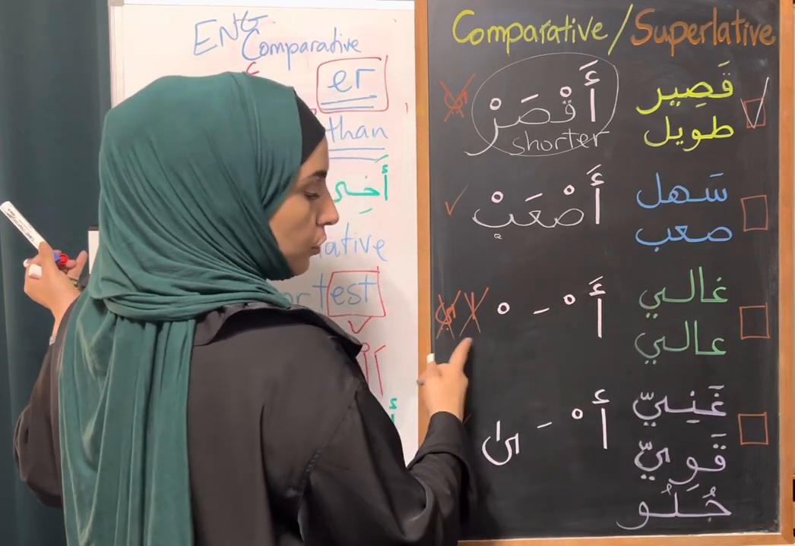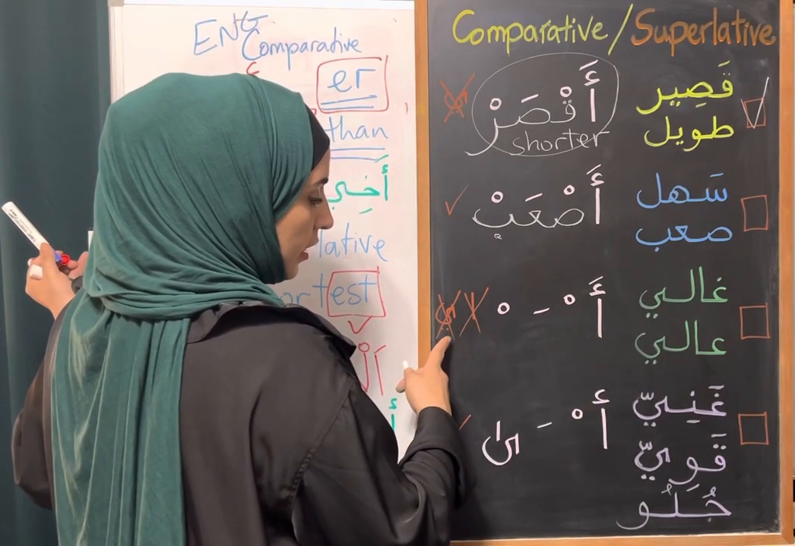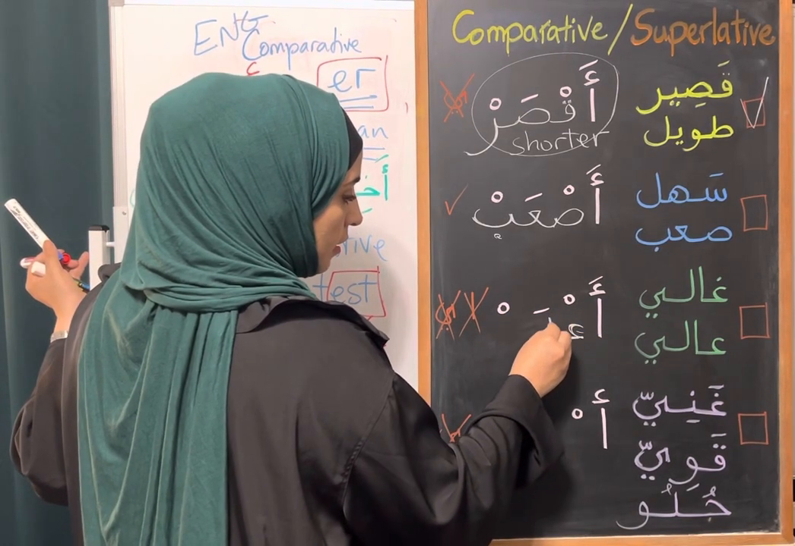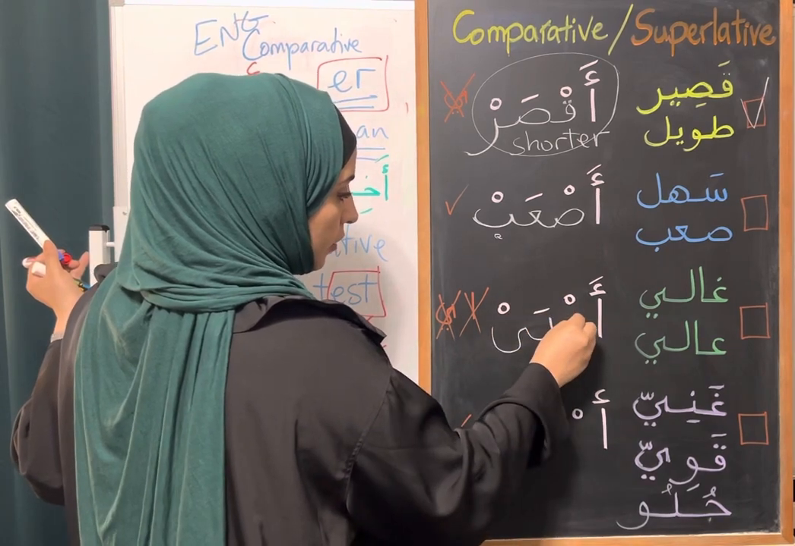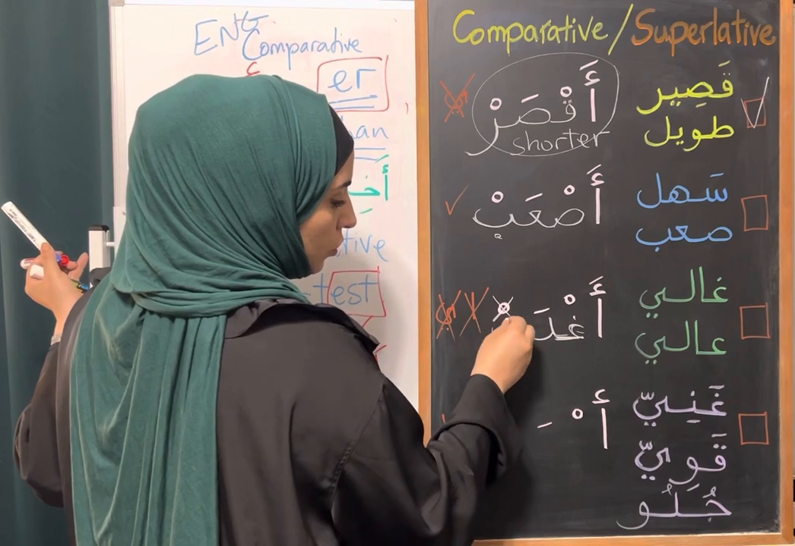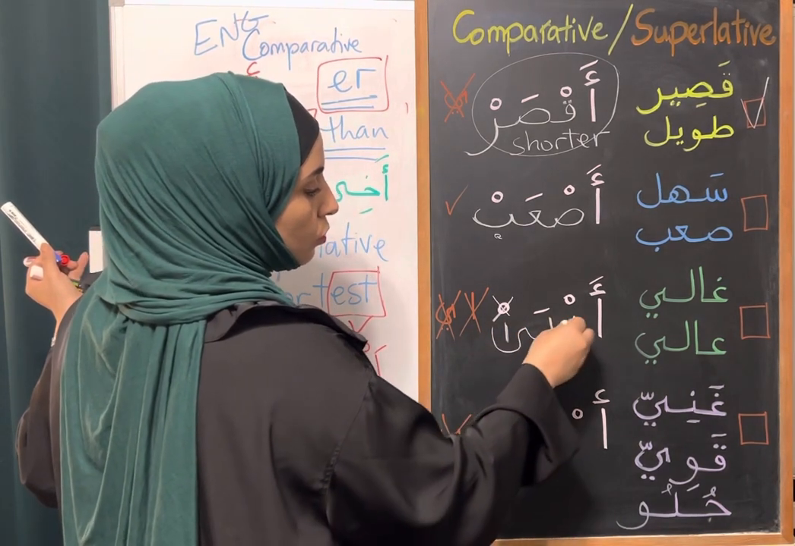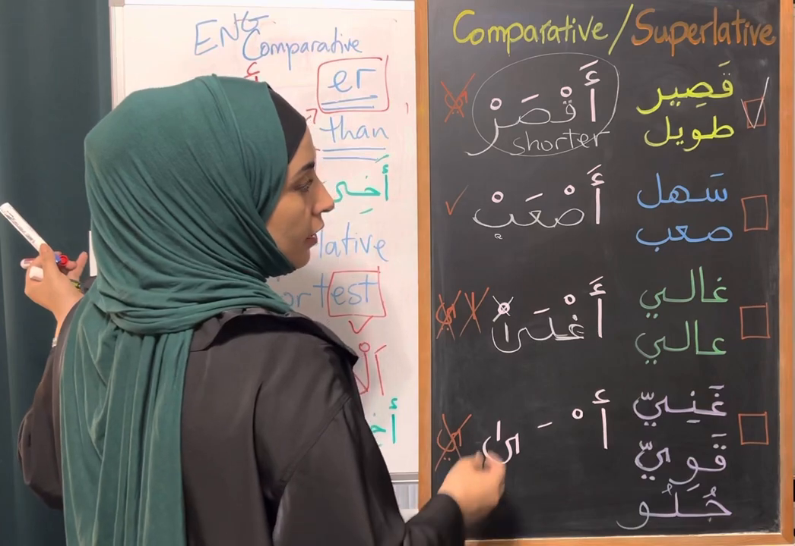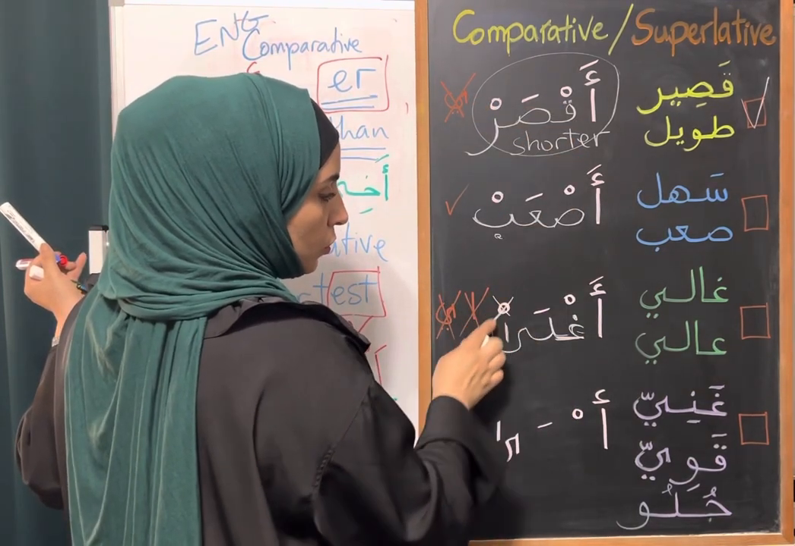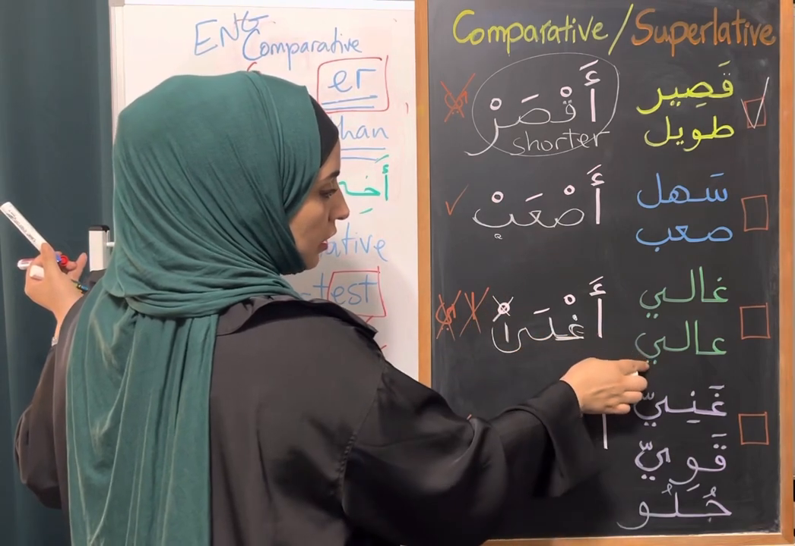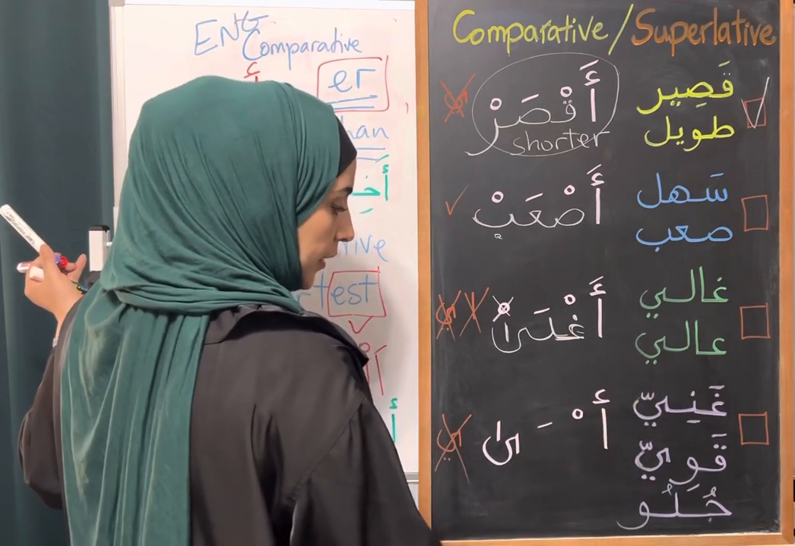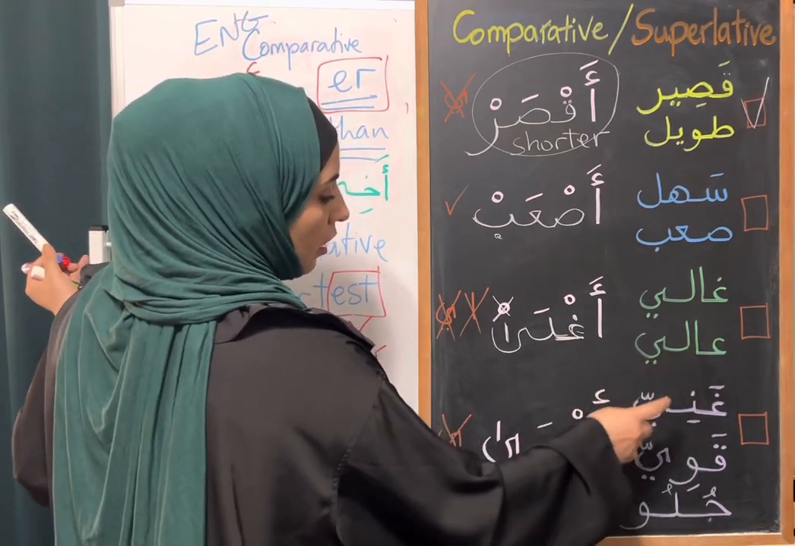غالي, you have two things you need to get rid of, the alif and the ya. So you have to say أغلى. Do you see? And there is no sukun, and you have to put alif maqsura. أغلى. The pattern of the comparative is أفعل, but in some cases you have the ya, غالي, so you make it alif maqsura. غني, أغنى.